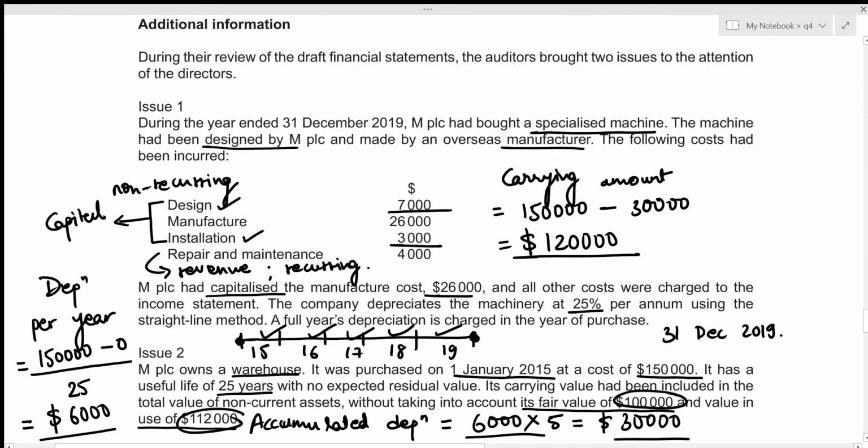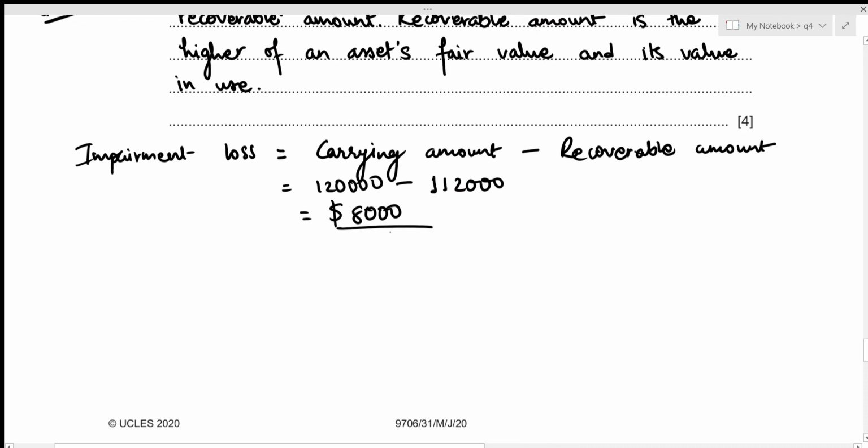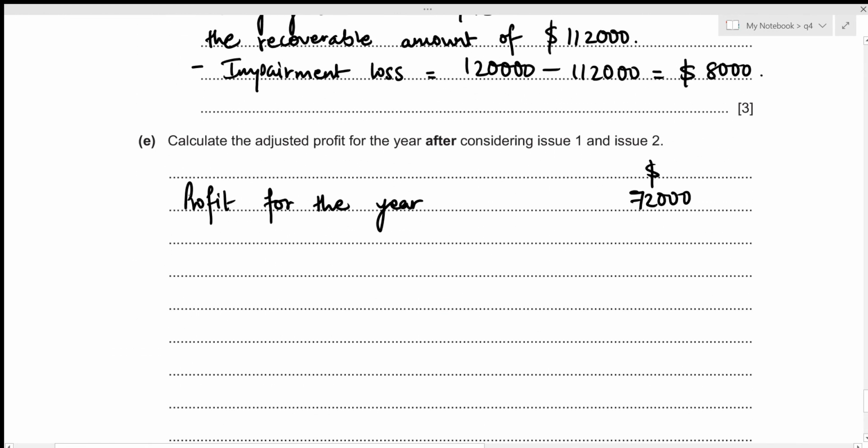So for the first issue, we had charged the design and installation expense as a revenue expense to our income statement, which should not be the case, right? So we need to reverse it. So previously, we subtracted the design and installation as expenses. So in order to reverse it now, we just need to add the design and installation cost back to the profit. So that would be plus 7,000 for design and plus 3,000 for installation. Let's do that. So that's add design with the value 7,000, and we also need to add the installation 3,000.